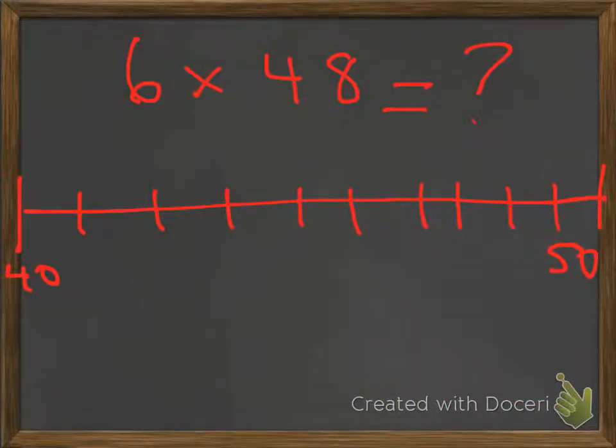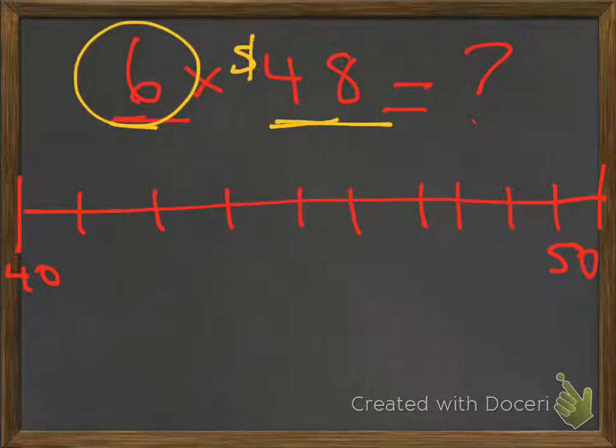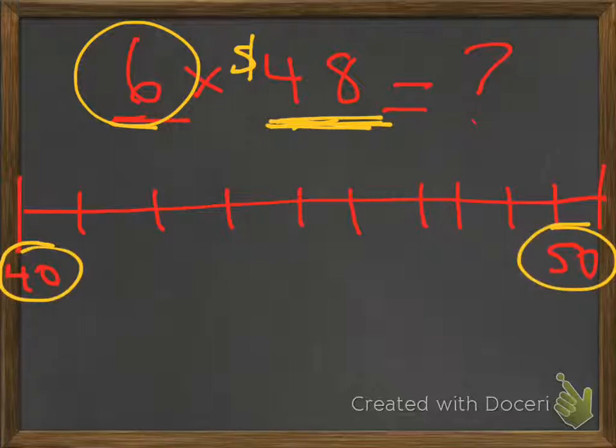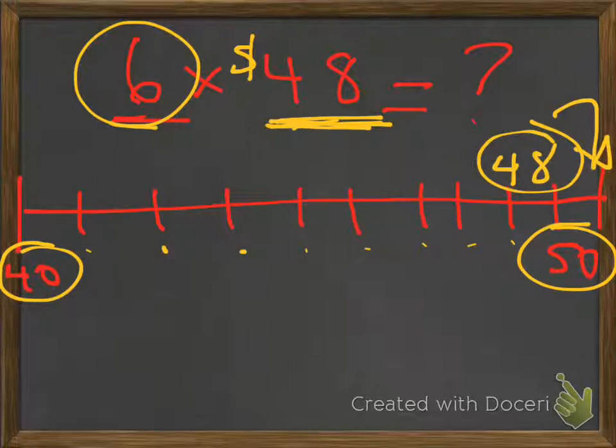So here's our number. We've got 6 weeks, and we're going to multiply by $48. Because it's $48 each week, and she saved her money for 6 weeks. Now we're going to go ahead and estimate here. We've got 48 that we're going to estimate, and because 48 is between 40 and 50, if we go 41, 42, 43, 44, 45, 46, 47, 48, it's right here. And just looking at the number line, you can see that 48 is closer to 50.